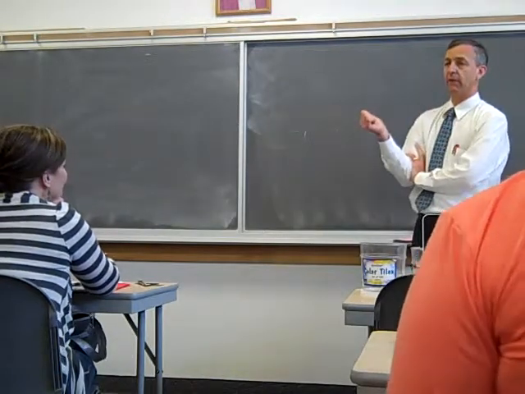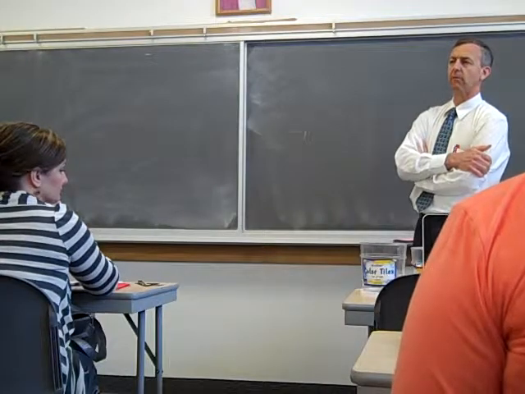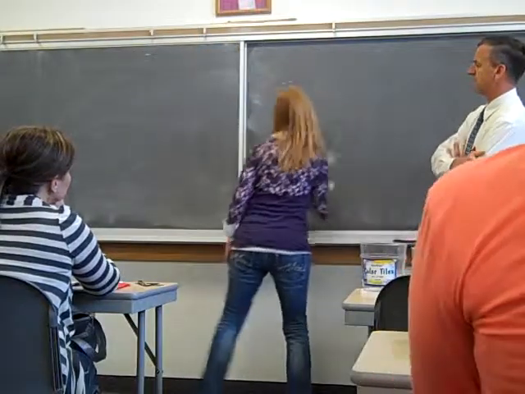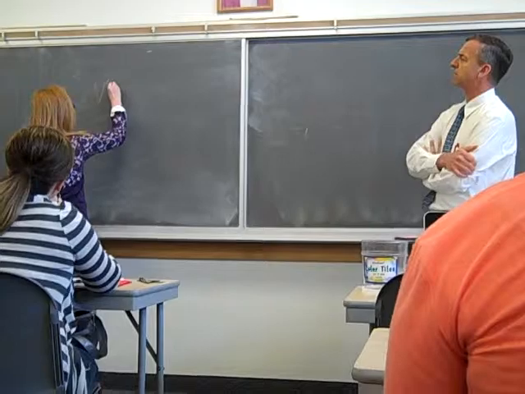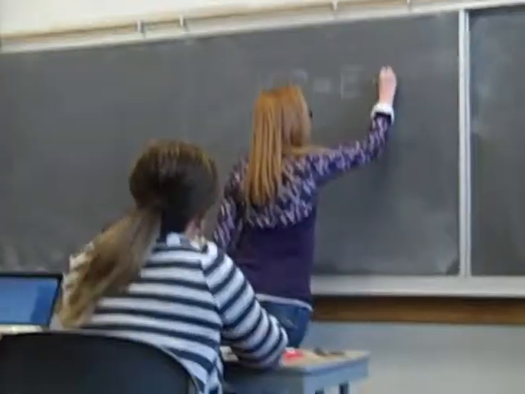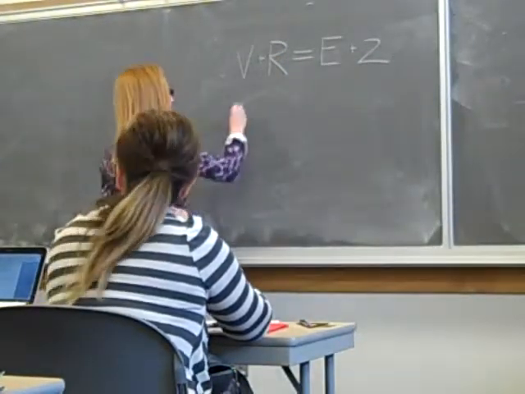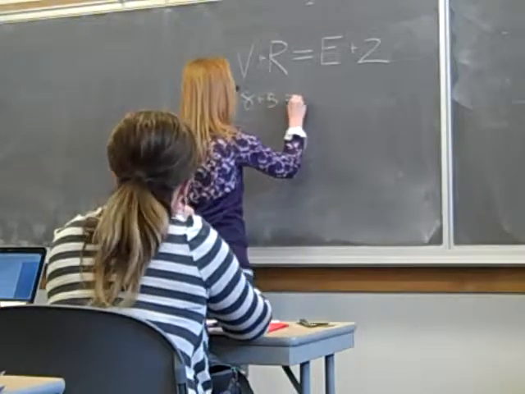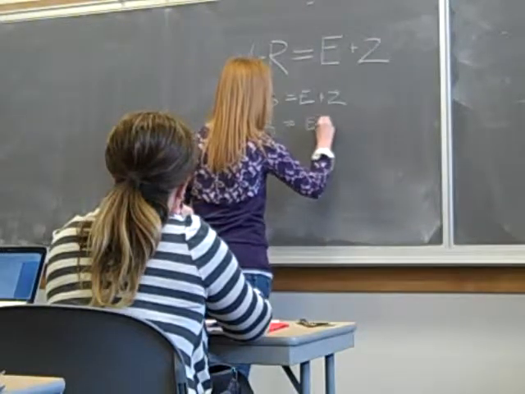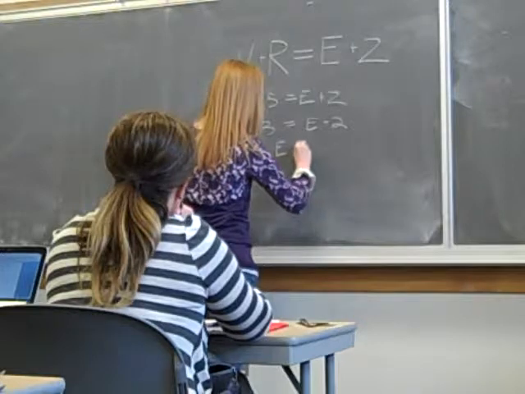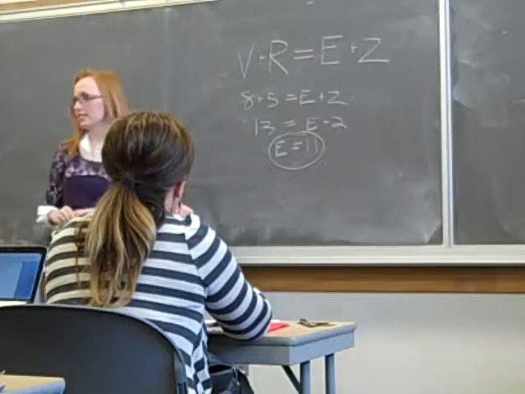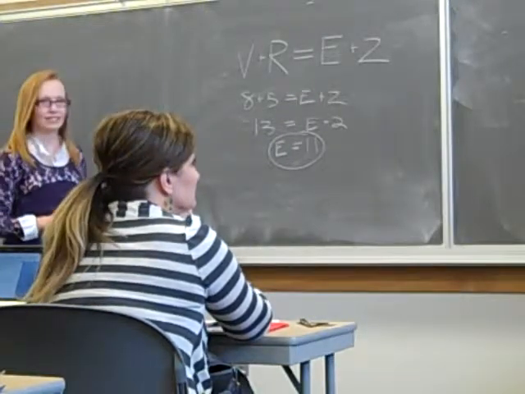Abby, do you want to come up and put that on the board? I just tried to draw it and I drew it differently. There's edges in this too. So vertices plus regions equals edges plus 2. So what are the numbers again? Oh, okay. So 8 and 5. So 13 equals E plus 2. Does that make sense? Yeah. Okay, thanks, Abby.